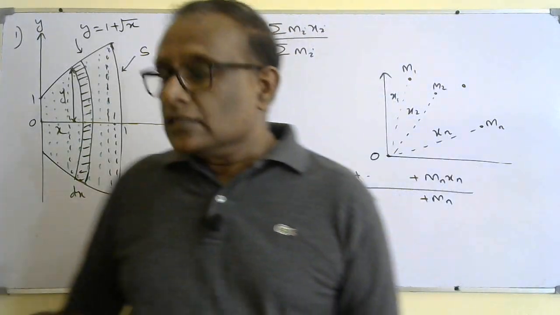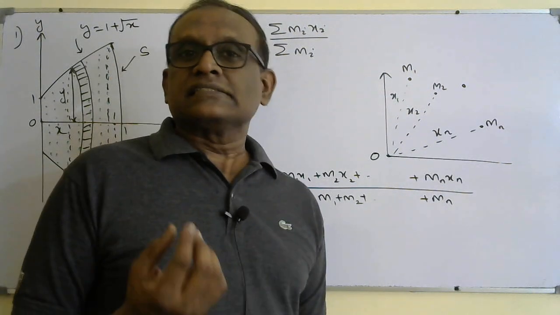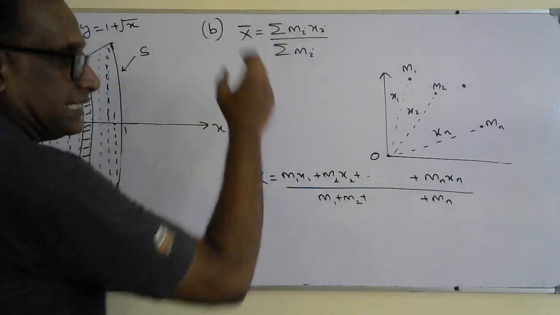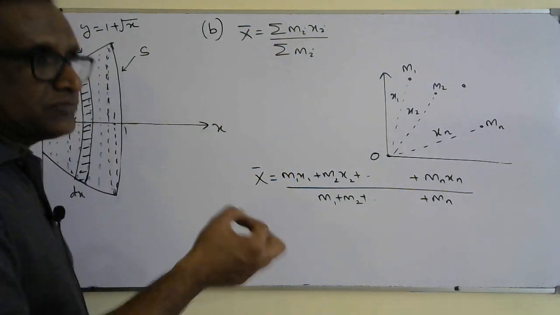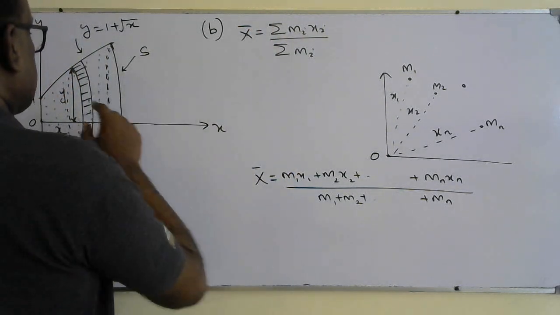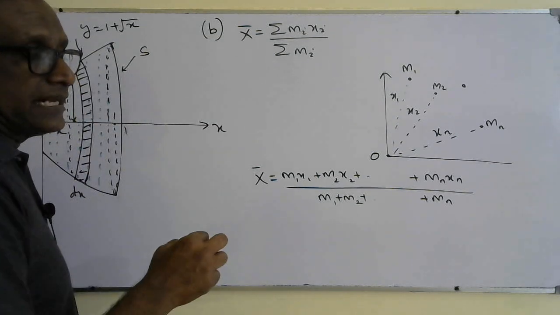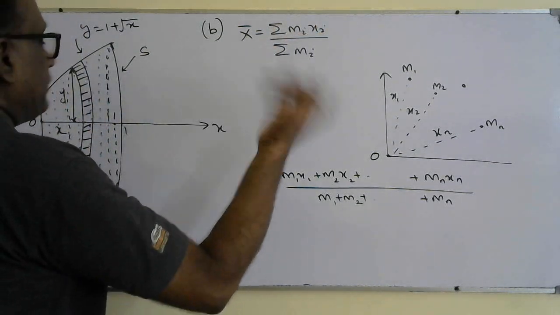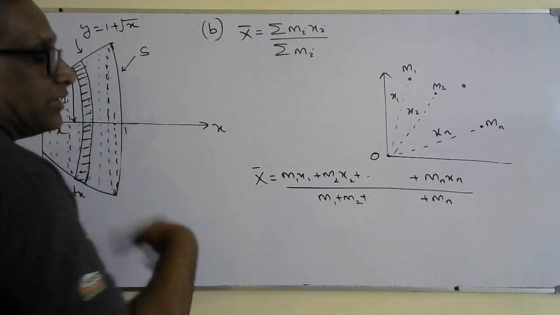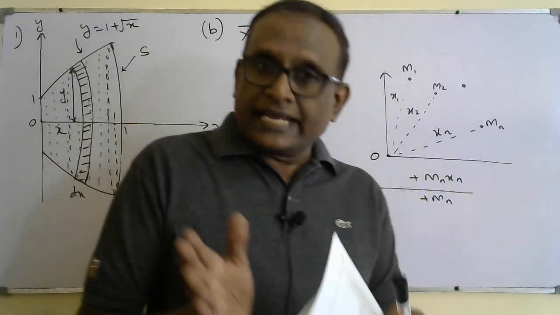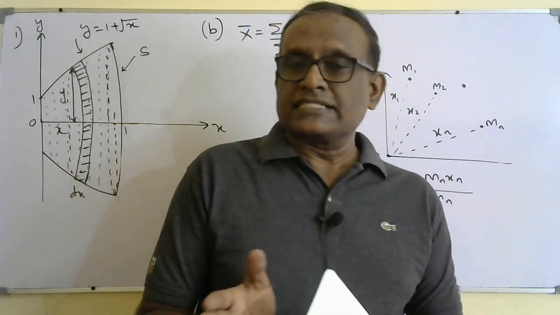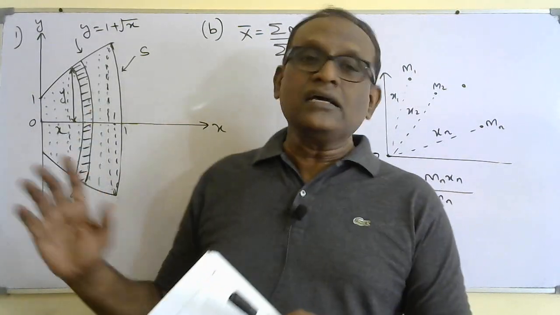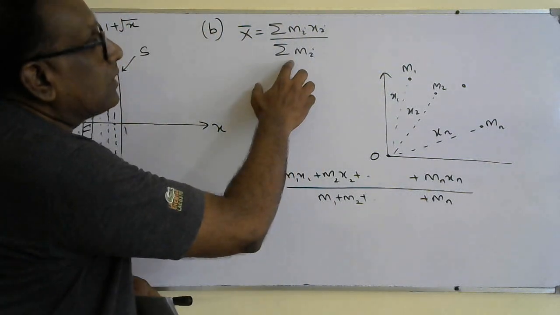So we are going to consider sigma mi xi, where mi is the mass of each disk that we consider, and xi is the distance of the center of mass of the disk from O. Then sigma mi xi will be the addition of mi xi, the mass of the disk times the distance of its center of mass from here, divided by sigma mi.